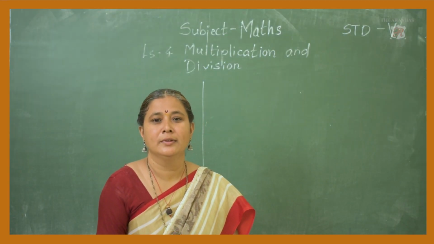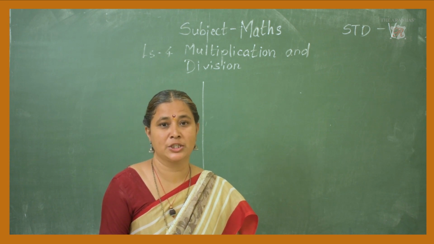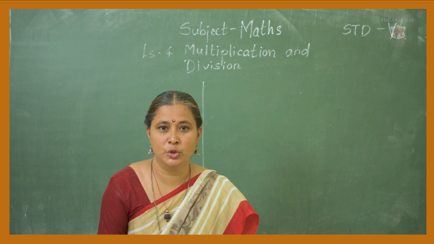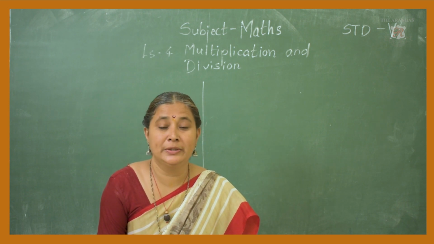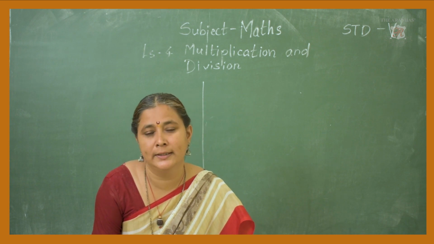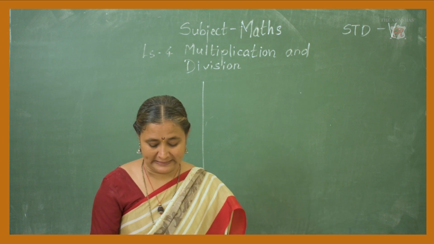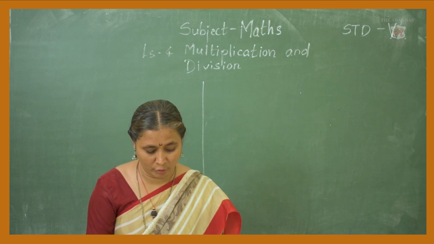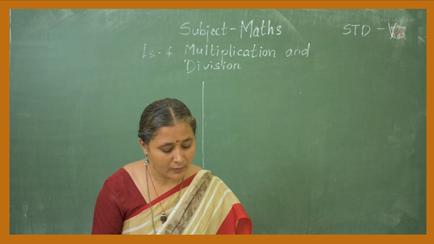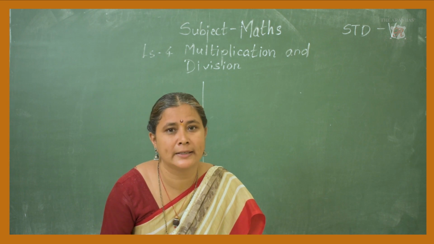Hello students, in the previous period we learned about multiplication, how we have to multiply the numbers: 3 digit by 2 digit, 4 digit by 3 digit, 5 digit by 2 digit, 5 digit by 3 digit. I hope you solved practice problem set 14, because we solved 4 to 5 sums from that practice set.